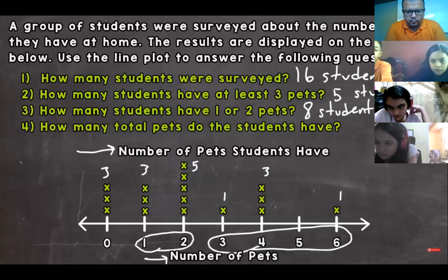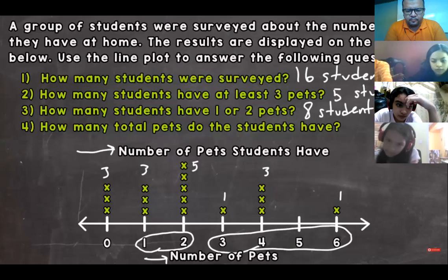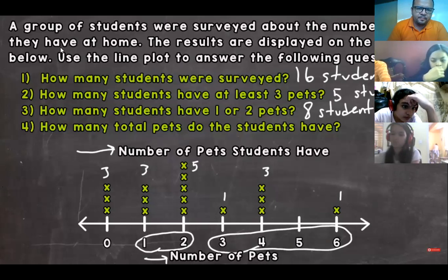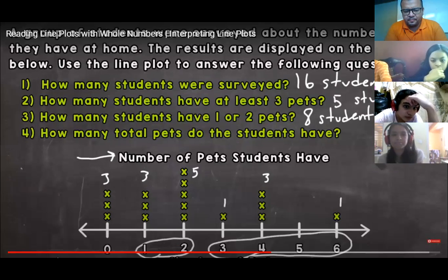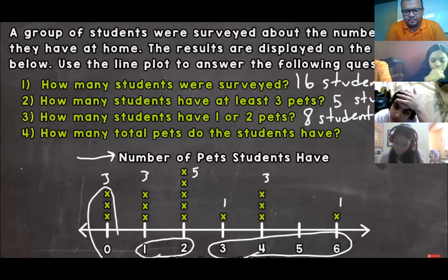And lastly, this is probably the most difficult question out of the 4. How many total pets do the students have? This is not a matter of just counting up all of the X's, because each X, for example, right here, each X holds a value of 0, because each of those students have 0 pets. So this is 0 right here. This is going to be worth 0 for that question.